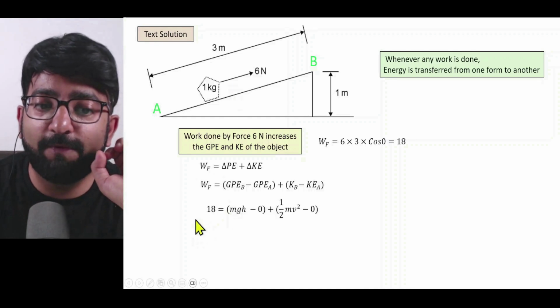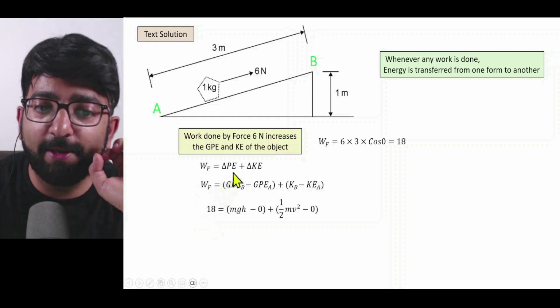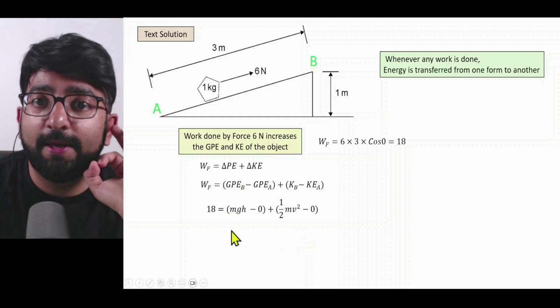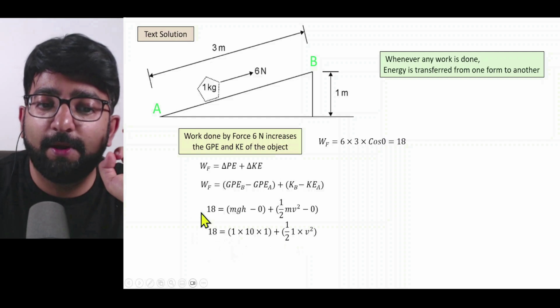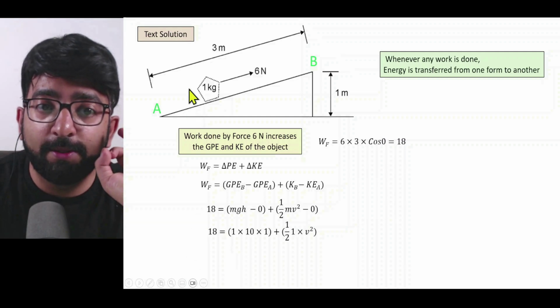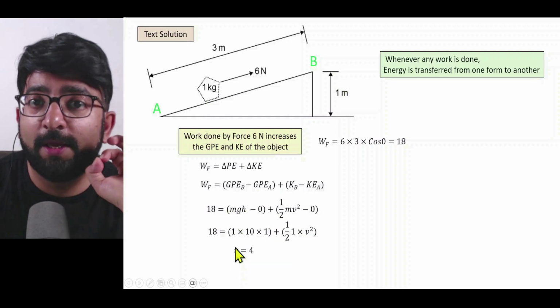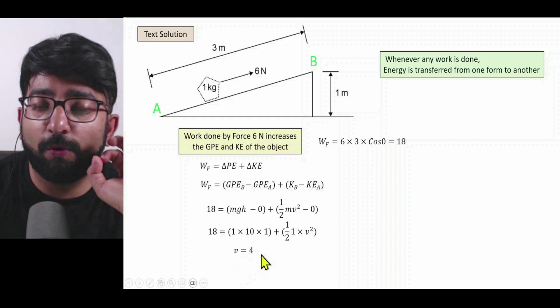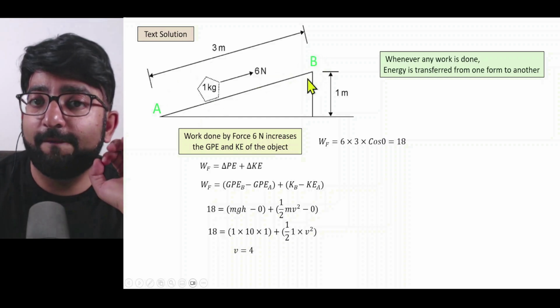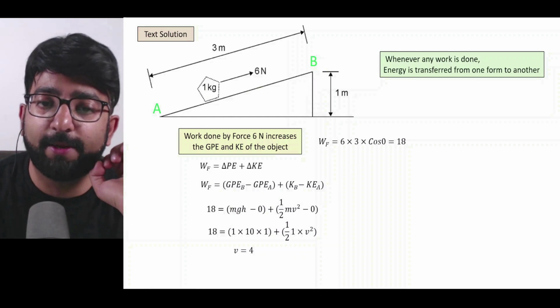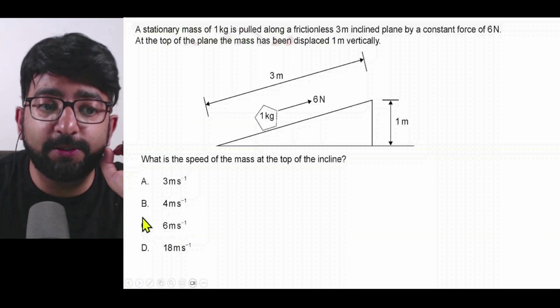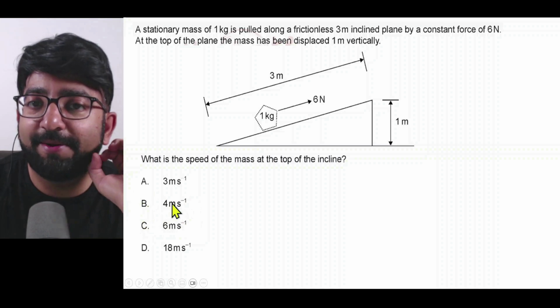So now if you put all these values in, work done was 18, and the GPE and kinetic energy expressions we have written down, and then if we try to simplify this, we are going to get 18 is equal to, the mass of the box is 1, g is 10, and the height value is 1. So if we simplify all of this, we will get the value of v as 4, which means once the box crosses the point B, it is traveling with a speed of 4 meters per second. Now, coming back to the question, it is option B, which is the right answer.